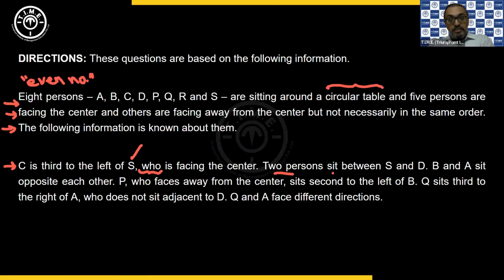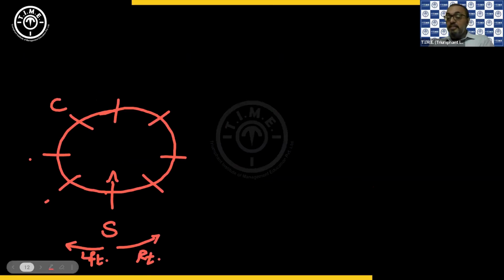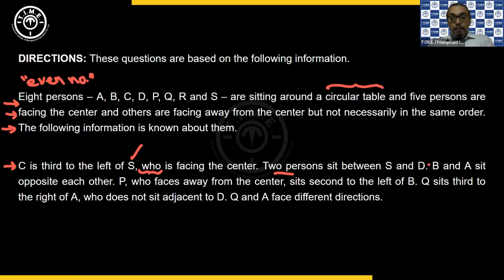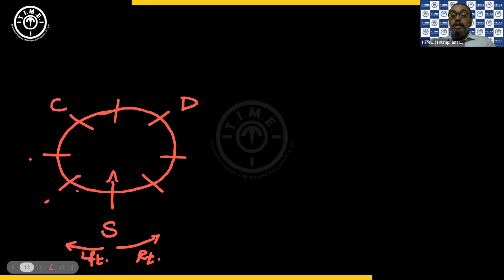Then 2 persons sit between S and D. Now 2 persons are already there between C and S. Now 2 persons are there between S and D. So D will be on the right side of S, leaving a gap of 2 persons. Then B and A sit opposite each other. Now the only opposite available is this opposite. That is the only opposite available. So B and A have to be in these 2 positions. In which order? We need to confirm that.